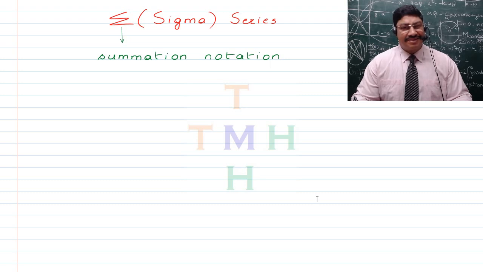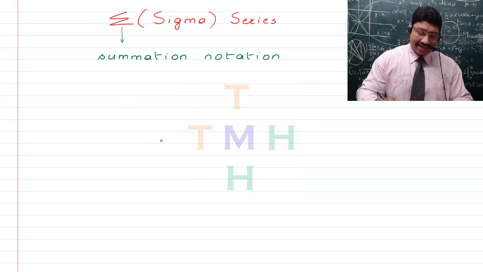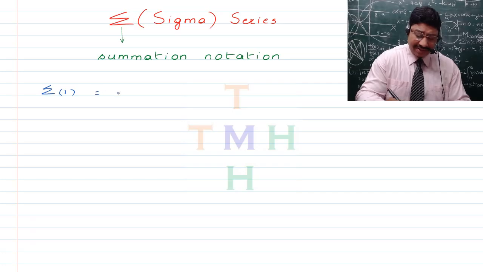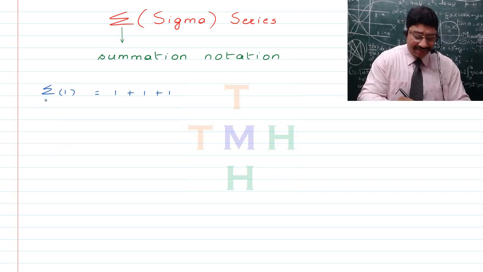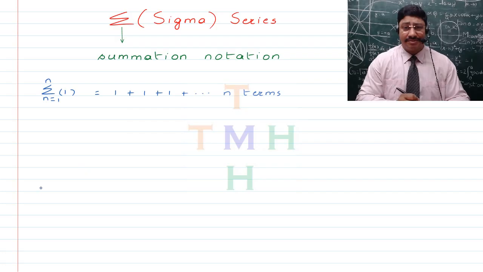Hello. In sigma notation, which is also known as the summation notation, we add up terms which are of the same type. For an example, if we want to add terms of type 1, that means sigma 1 is 1 plus 1 plus 1, and normally this goes on up to n terms. So we normally say that when the variable n varies from 1 to n, it will go on up to n terms. So this is an example of sigma 1.